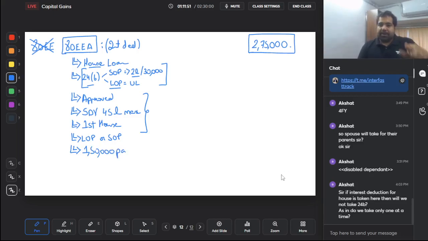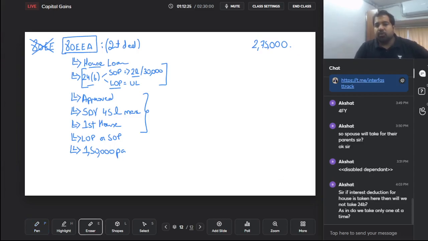Let's look at the difference between this and 24B. In 24B, there's no limit for LOP, and for SOP there's a limit. Here there's a limit of 1.5 lakhs. In 24B, you can take it even if the loan is from unapproved sources. Here you can take it only if it's from approved sources. There is no limit on the amount of the house in 24B. Here the house should be a maximum of 45 lakhs stamp duty value. There it can be the first, second, third, fourth house. Here it has to be only the first house. So if the interest deduction for the house is taken there, you can't take both anyways. Let's take an example, guys.